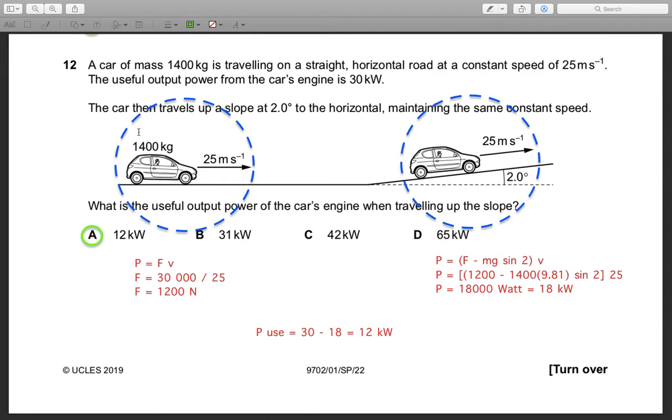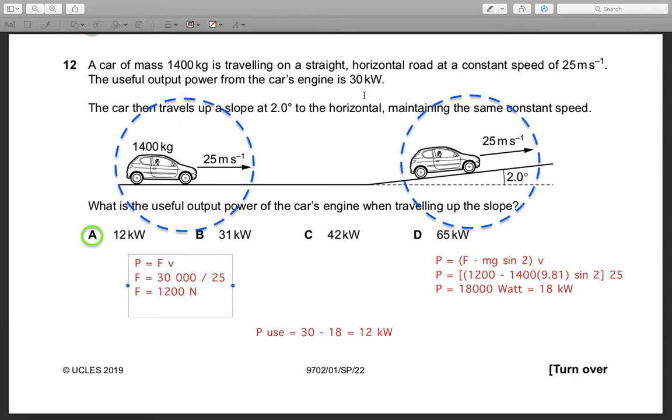For the first part, where the car is on the slope at an angle with the horizontal of 2.0 degrees, we have that power equals force times velocity. So we get force equals power divided by velocity.